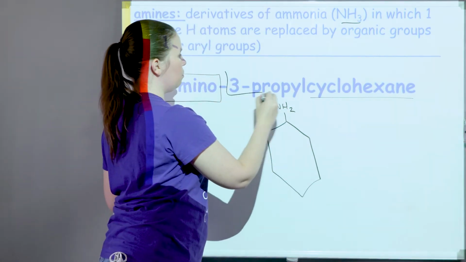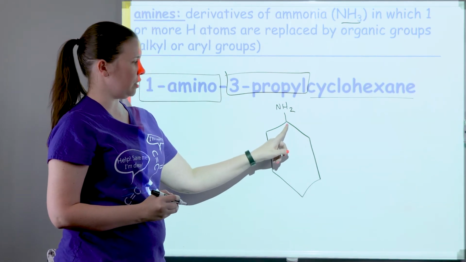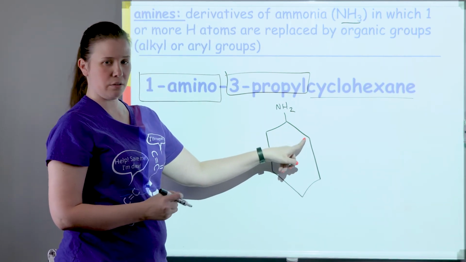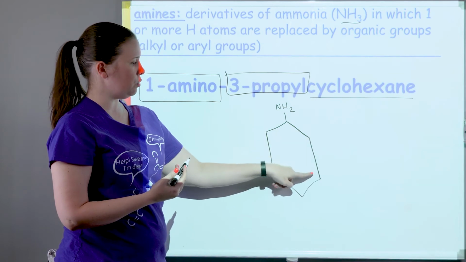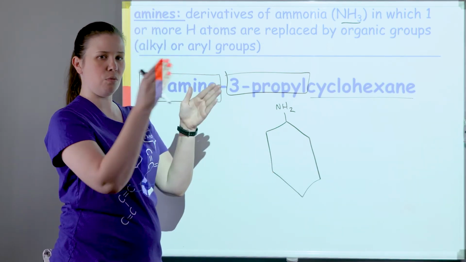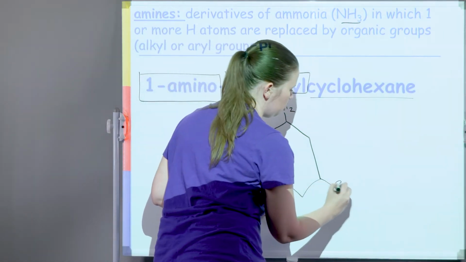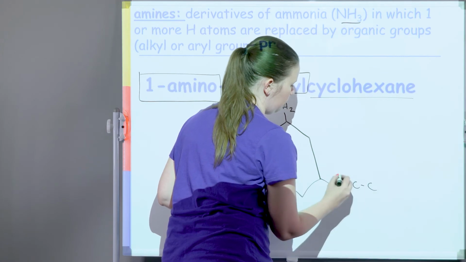And then I have a 3-propyl group. So if I've decided that this is my number 1 carbon, then I have to skip a spot. Notice how there's no number 2 up here in order to get to a 3rd carbon. And it really doesn't matter which direction you go as long as you are 1 carbon away. And then I'm going to add my propyl group, which would be a chain of 3 carbons.